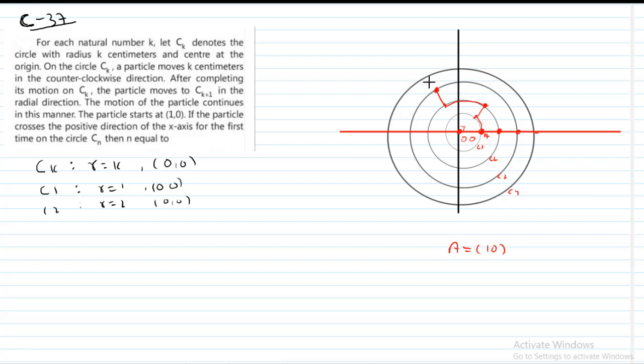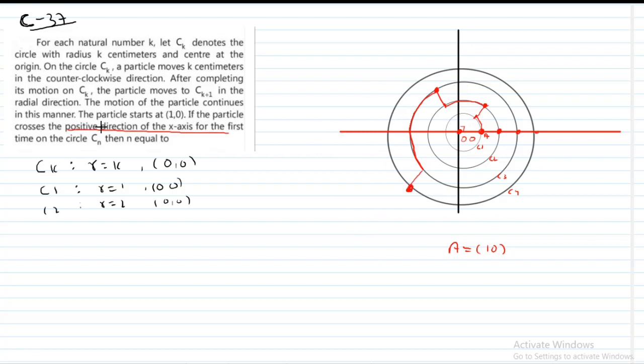Okay, understood? So again the same particle is traveling on circle 3 in anti-clockwise direction. So what is the radius of circle 3? 3 units. After traveling 3 units, it jumps to the fourth circle, and so on. Like that the particle is moving.